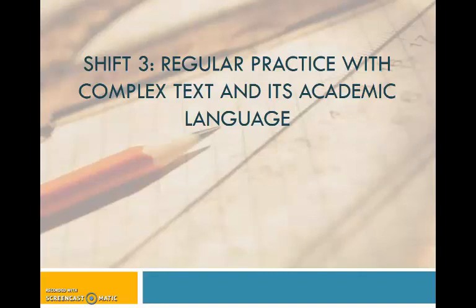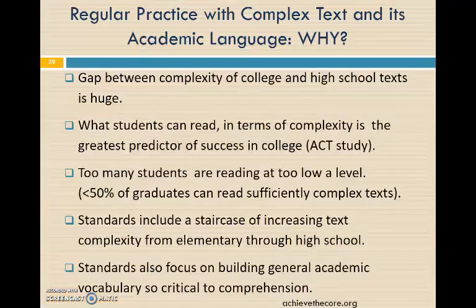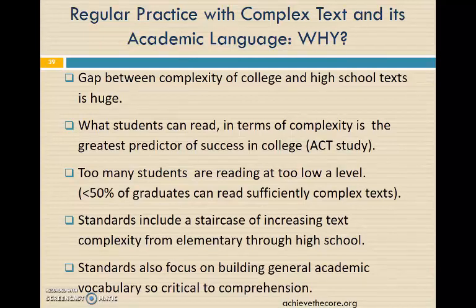The final shift we're going to talk about is regular practice with complex text and its academic language, okay? So we know that we're not giving students texts that are difficult enough. And 12th grade level texts are much easier, less complex than what students see in college. Okay, we know that less than 50% of graduates can read sufficiently complex texts, and the standards include a staircase of increasing text complexity. So you're building, building, building.